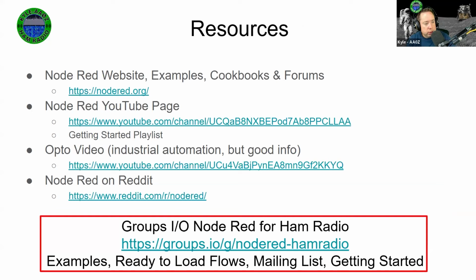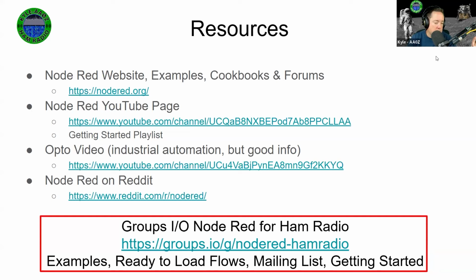Here's some resources. The Node-RED website. Node-RED has got a YouTube page. It's not up to date, but there are a lot of good resources out there. This Opto video is another good one. They concentrate on industrial automation, but there is a lot of good basic info on how to program different things in Node-RED. There's also a Reddit out there. If you like Reddit, there's an active community that you can ask questions.